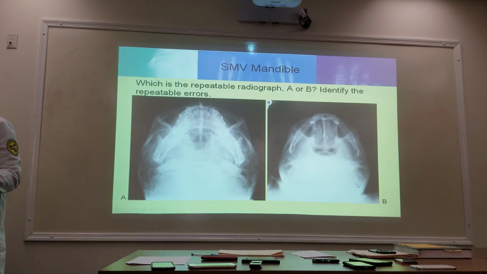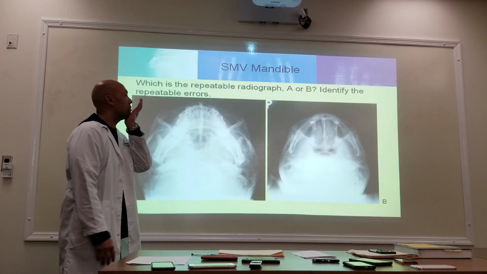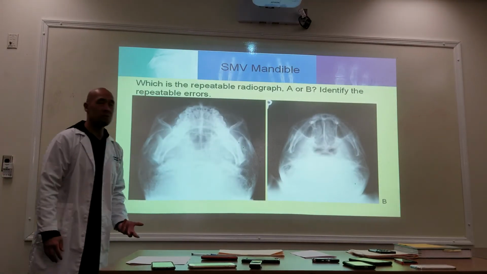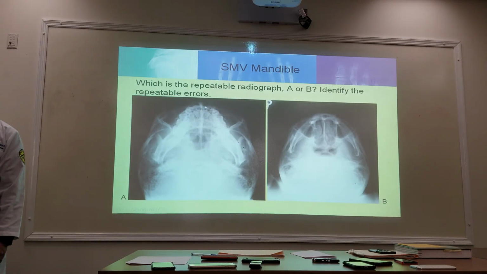SMV. In a good SMV, the mentum, the bottom of the jaw, should be superimposed over the frontal bone. Does it look like it's superimposed on the frontal bone over here? Are you seeing the frontal bone over here? No. Are you seeing it over here? Yeah, it's way up here. Okay. So this is an improperly positioned SMV.